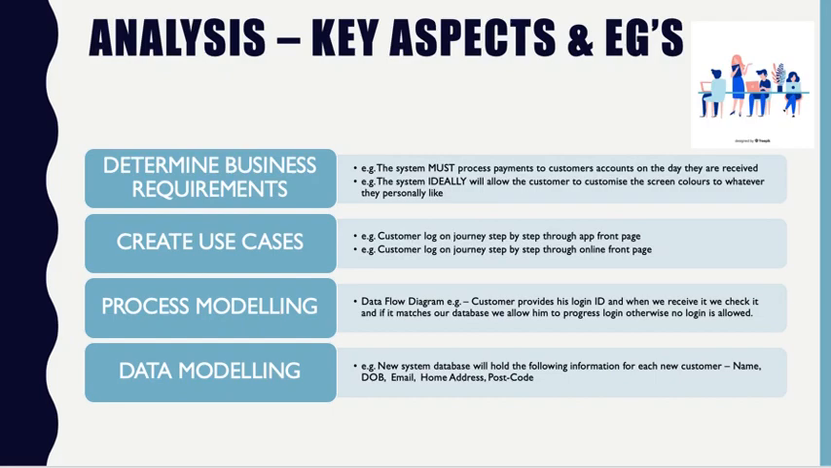The output of this fact-finding stage is a requirements document, and this will contain a high-level, non-technical description of what the new system will need to do. Sometimes it will contain things like must-have requirements and also nice-to-have or ideal requirements. So for example, 2 requirements would be: the system must process payments to customers' accounts on the day they are received, if it's for a new banking system. Or the system ideally will allow the customers to customise the screen colours to whatever they personally like. So you can have a combination of must-have and ideal requirements.